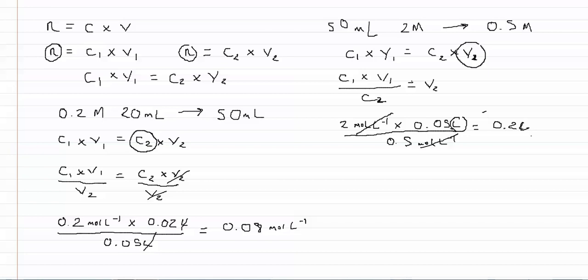But our question was, how much water do we need to add? We know that our final volume needs to be 0.2 litres, but we started off with 50 mL. So the amount of water we actually need to add is 0.2 litres minus our initial amount, which is 0.05 litres, which equals 0.15 litres. In other words, 150 mL. So to dilute our solution from 2 molar to 0.5 molar, we add 150 mL of water.